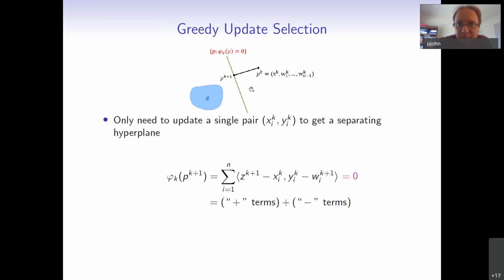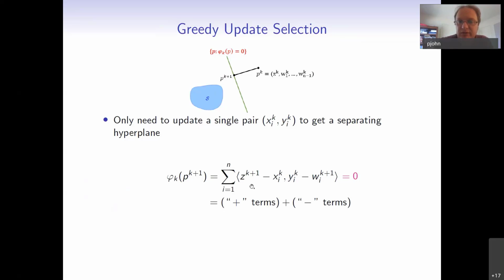So the idea is that when you project pk onto the hyperplane, that means that pk plus 1 must satisfy this condition that phi k of pk plus 1 equals 0. That's what it means to be on this hyperplane. Now this sum is going to be equal to 0, which means it's going to have some positive terms and some negative terms. It turns out they can't all be 0. If they're all 0, you actually have found an optimal point. Without going into the details, that's actually an optimality condition.